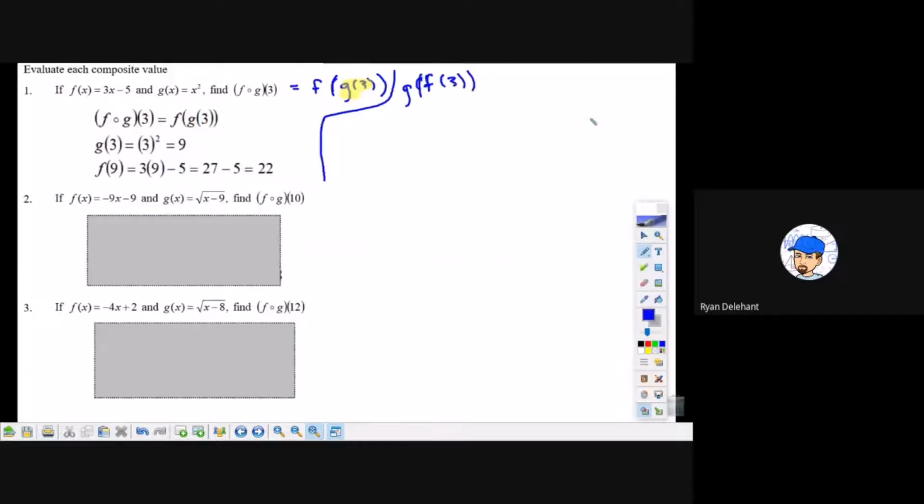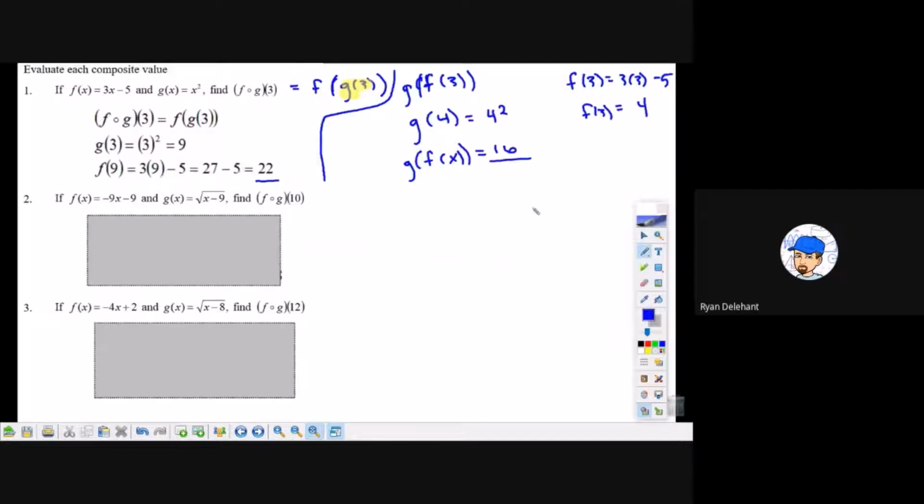So we need to find f of 3 first. So f is this one. So over here, let's find f of 3. So we're going to plug the 3 in here. So that's going to be 3 times 3 minus 5. So that is 3 times 3 is 9. 9 minus 5 is 4. So that f of 3 is really 4. So this problem asked me to find g of 4. So that means we're going to plug 4 into this. We get 4 squared, which is 16. So that means g of f of x is equal to 16.